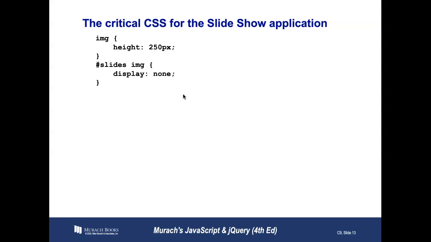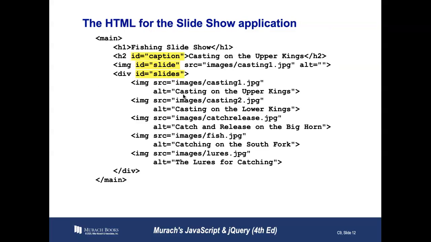So this is what they call the critical CSS for the slideshow. So we've got a fixed height on the image, but more importantly, we have every image that's in the slides div to have no display at all, hidden.